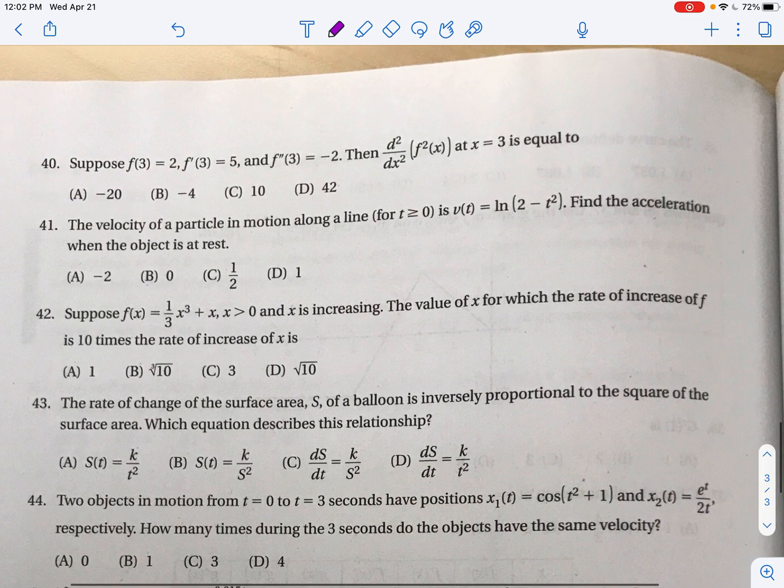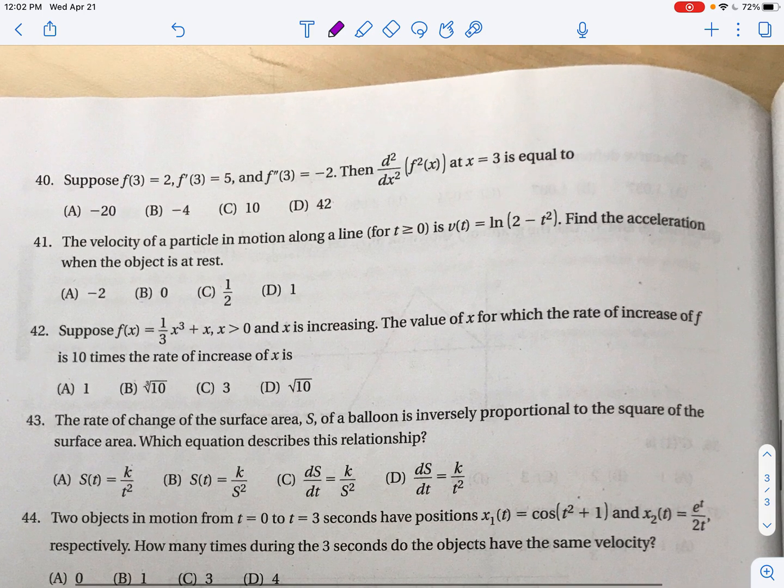All right. What do we got here? Some information about f, and they're asking for the second derivative of f squared of x. So this notation is not particularly standard. I don't think they would spring that on you on the AP. But I will tell you f squared of x just means f of x squared. It's like sine squared.